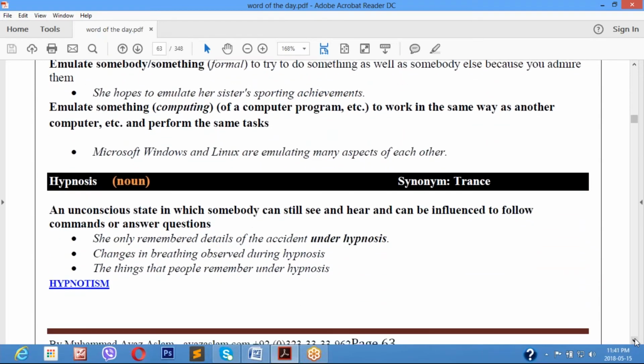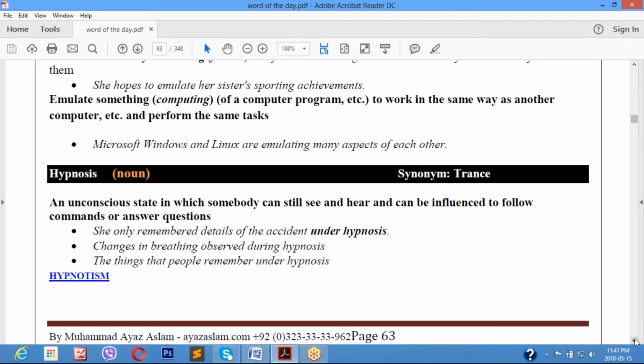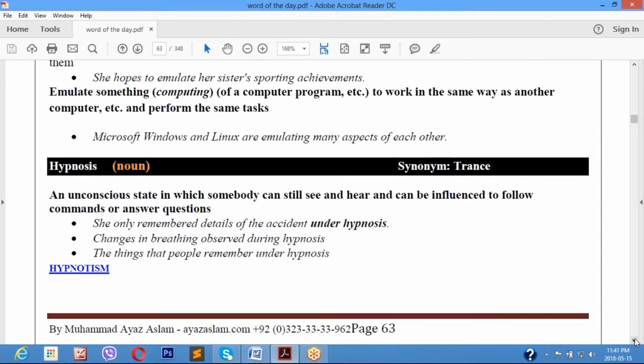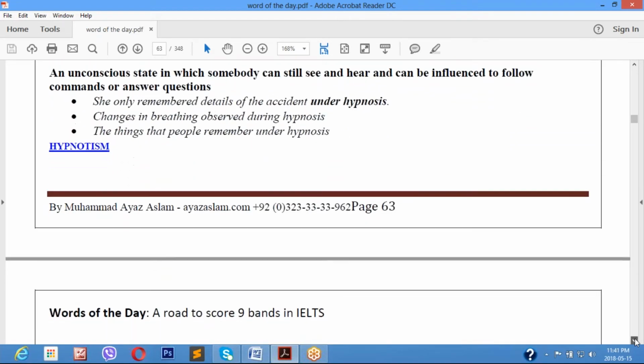Hypnosis it means an unconscious state in which somebody can still see and hear. जो बंदा देख सकता है सुन सकता है. It can be influenced to follow commands और कमांड जैसा hypnotize वर्ड है उससे hypnotism, hypnotize, hypnosis वर्ड.